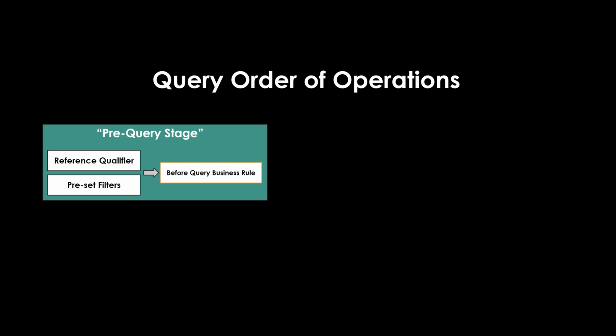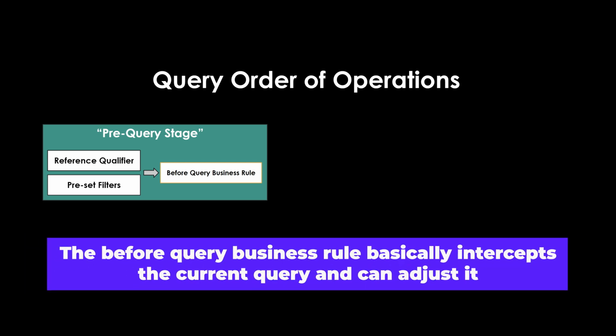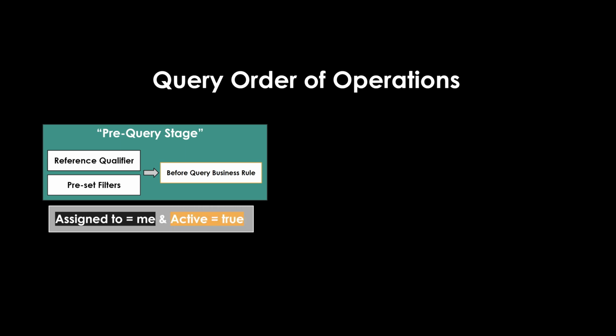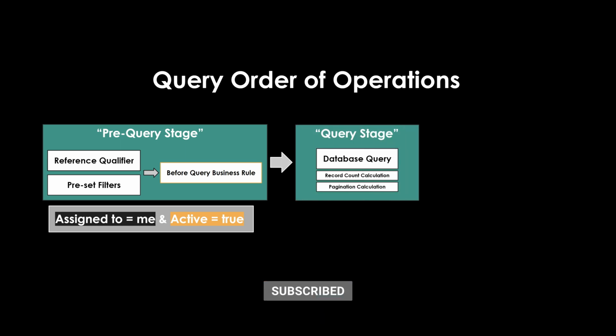Before the database receives that query, we're in the pre-query stage. During this stage, if applicable, any reference qualifiers or preset filters will be applied, then all before query business rules related to this table will run. The before query business rule basically intercepts the current query and can adjust it. As mentioned a moment ago, the current query is to retrieve all incidents assigned to me. I have a before query business rule that then adds that the records must be active. Now the query is assigned to equals me and active is true. That query is then sent to the database to find the matching records.